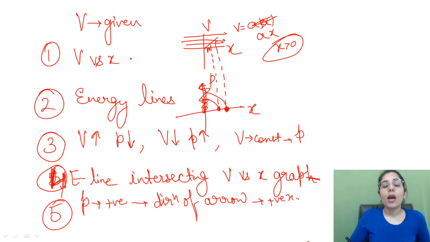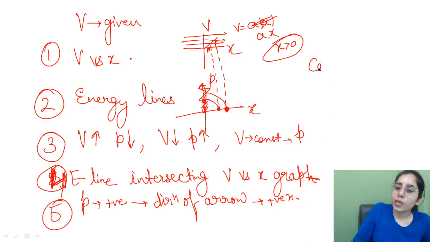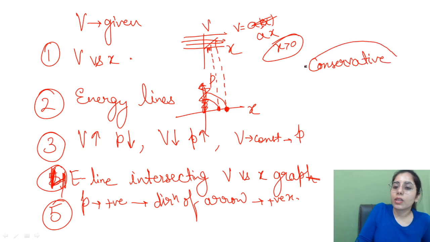Next point. Sometimes questions based on trajectories can be framed in this way, that the system is of this kind or that kind. So if the system is conservative, always remember that no two phase space trajectories will intersect with each other.